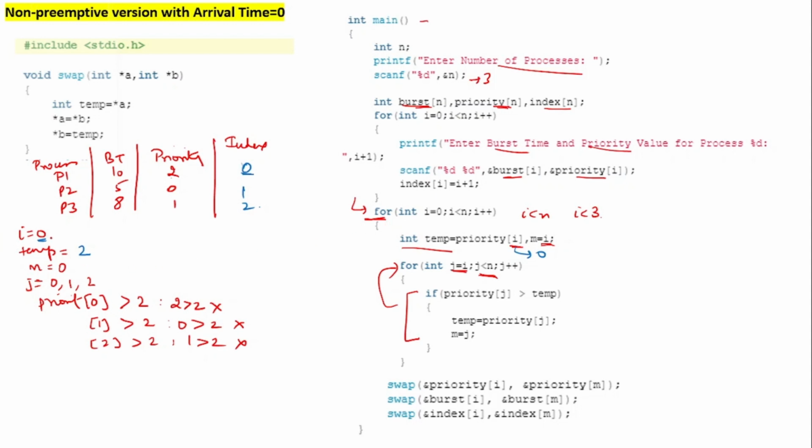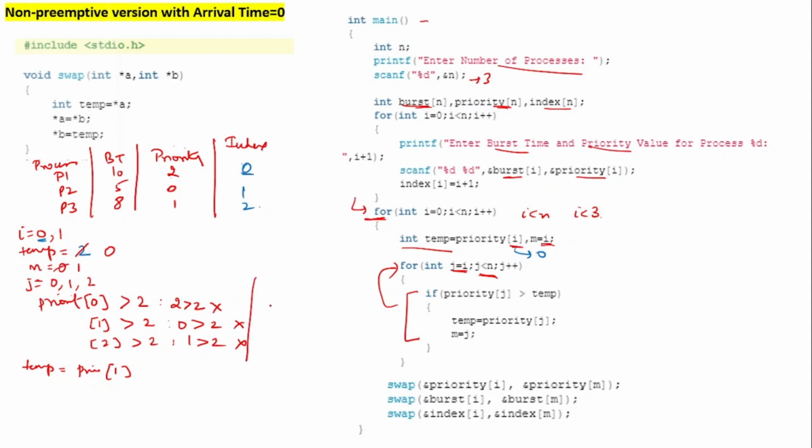Now the value of i would be incremented, so the value of i would be equal to 1. In that case, temp would be equal to priority of i, so the value of temp would be changed. Temp would now be the value at index 1, that is 0, because temp is now changed, and m is also equal to 1. Now again the loop starts.